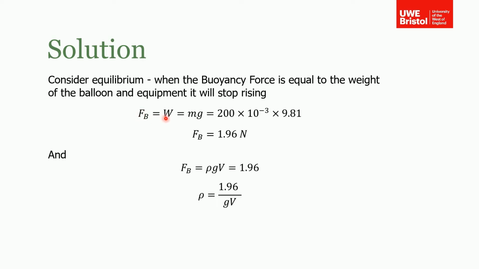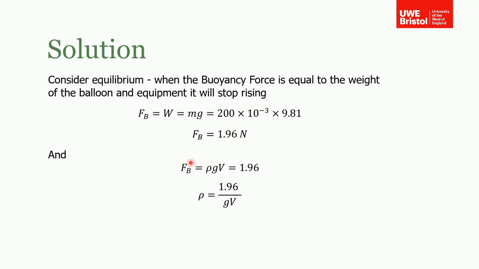So working from that assumption, when we get to that point, the buoyancy force, as I say, will be equal to the weight, and the weight is equal to the mass times the acceleration due to gravity. We're told the mass of the balloon and the instruments is 200 grams. So the buoyancy force that we need to balance that is 1.96 newtons.